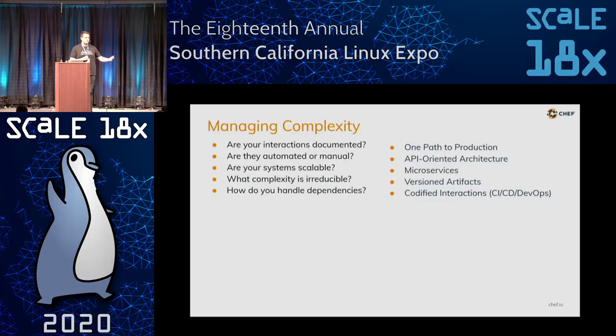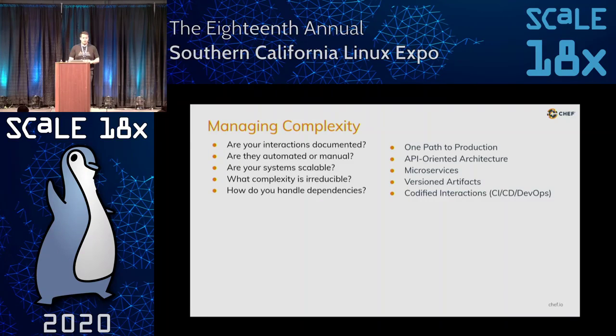That rely upon your services or the other services that you're building have a clear understanding of how to make that stuff happen. Scalable systems, often dealing with microservices, chunking things out into smaller pieces. And again, this gets into what complexity is irreducible. Which things can we manage, which things can't we manage as we go forward.